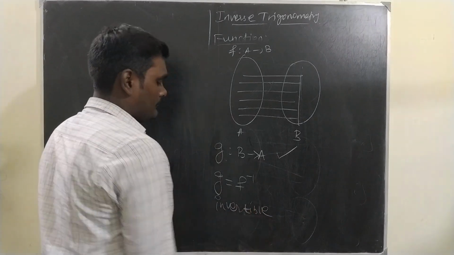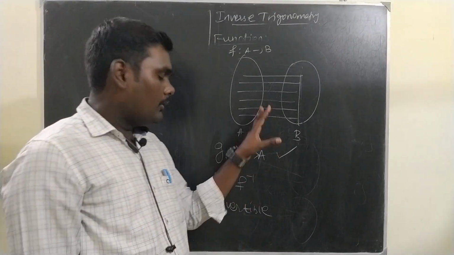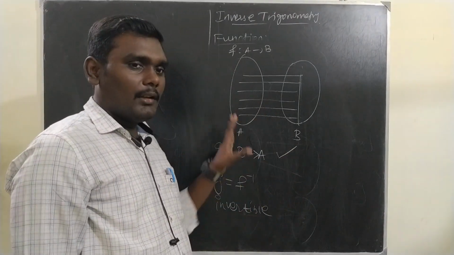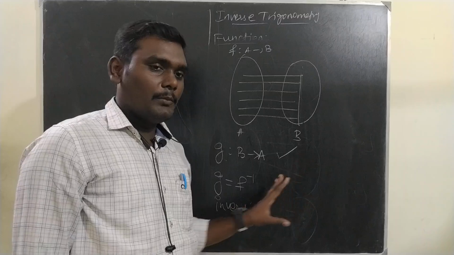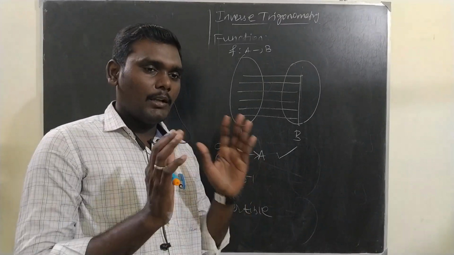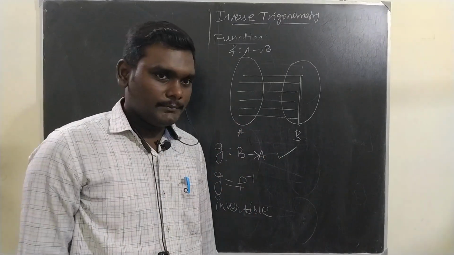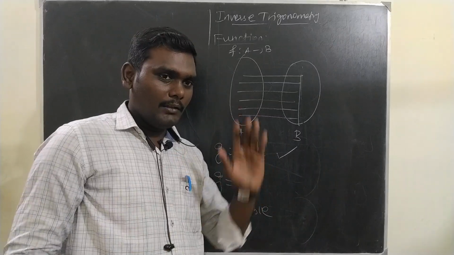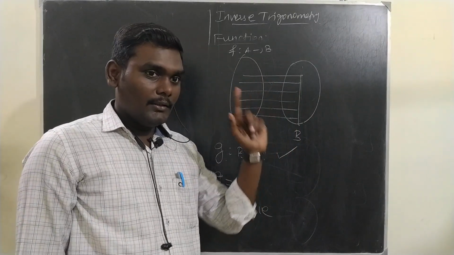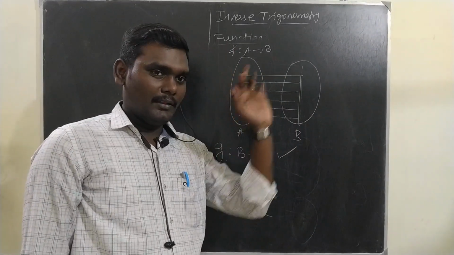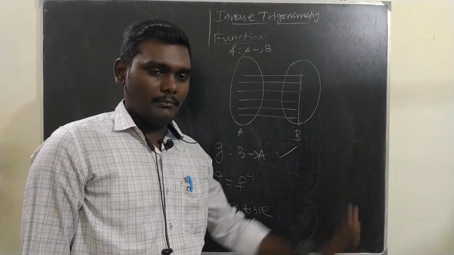Yes, invertible. So, for an inverse to exist, all of these things should happen. This is what it is all about for an inverse function. Let me recall once again. A function, you know what that is? All the elements should be mapped. Some of them in the codomain may not be mapped, not a problem.